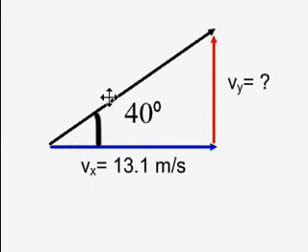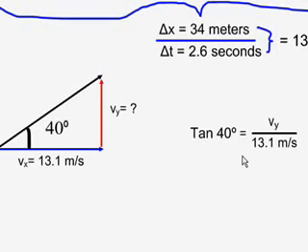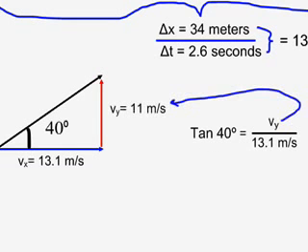So if we look at the blown up version of the velocity of a ball kicked at 40 degrees, the x component of the velocity would be 13.1 meters per second. And we need to figure out the next step, which is figuring out the v sub y, the y component of the velocity. Now that can be done by taking tangent of 40 degrees, which is equal to the y component of the velocity, divided by 13.1 meters per second. The reason we use this is tangent of an angle is opposite over adjacent. So this is the opposite side of the angle, and this is the adjacent side. If you solve, it turns out that the y velocity is 11 meters per second.